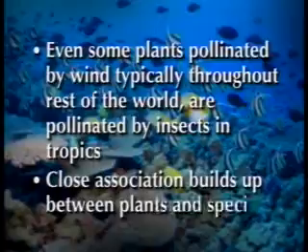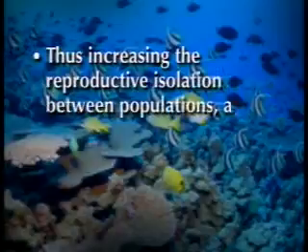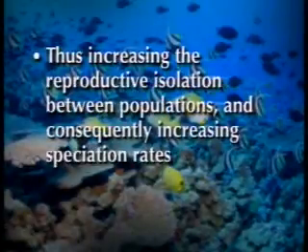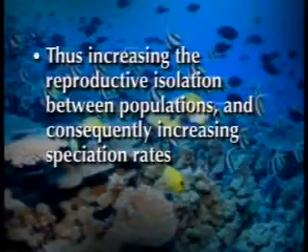And what happens because of this animal pollination is that close association builds up between the plant and its specific pollinator, thus increasing the reproductive isolation between populations. This is very important, and consequently this leads to the increased rate of speciation. That means the rate at which new species are created is much faster in tropics because of this specific association between the pollinator and the plant species, which promotes the number of species overall in the tropics as compared to rest of the biogeographical areas.